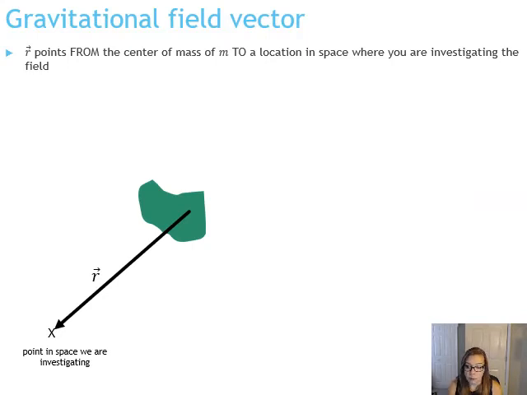Just to make it really clear here, we're defining one location in space at a time to then compute the gravitational field vector at that location due to this mass right here, m. And we need the unit vector that describes the direction of this position vector. The unit vector is what appears in that equation for the gravitational field vector.